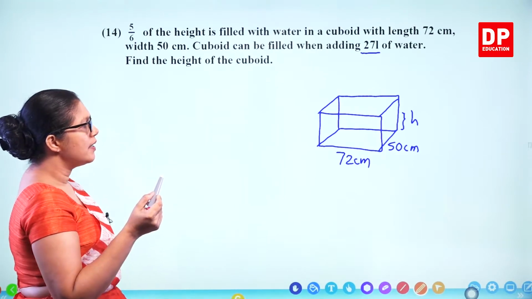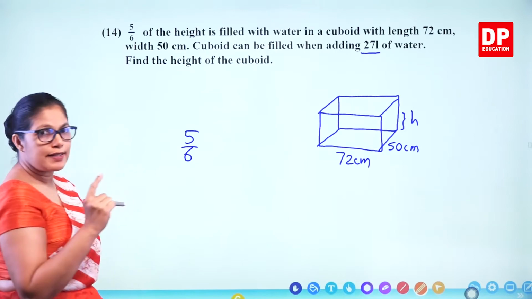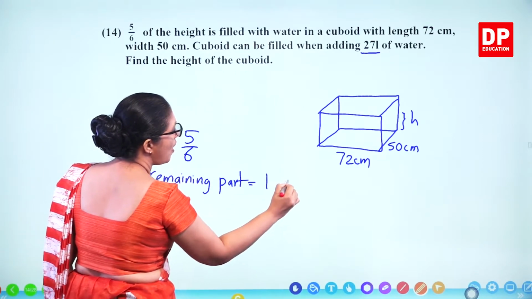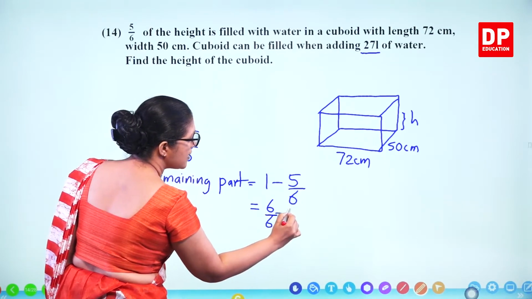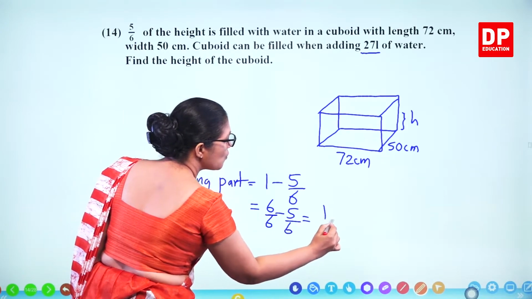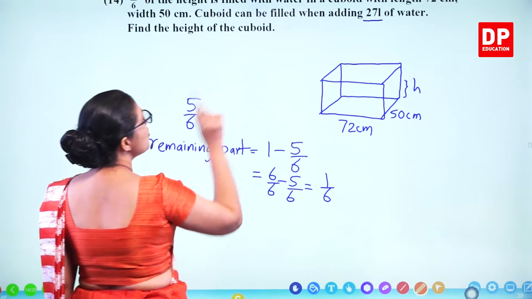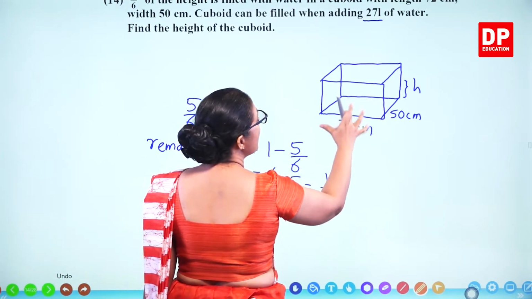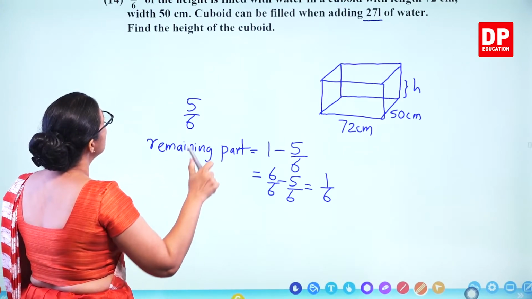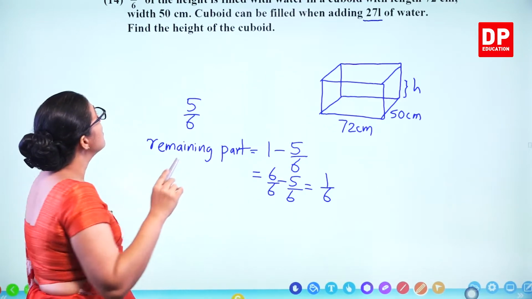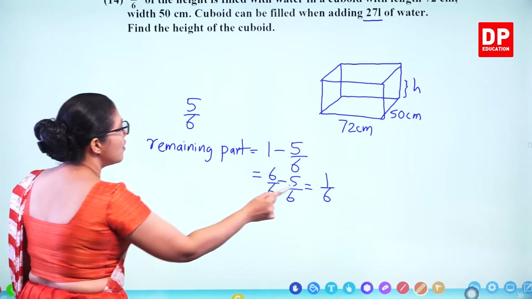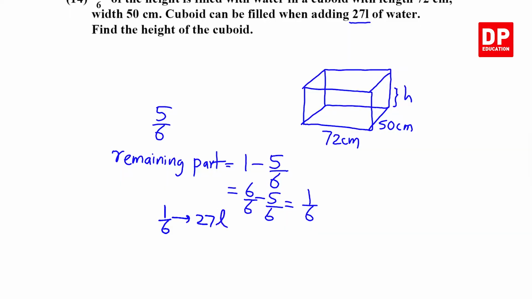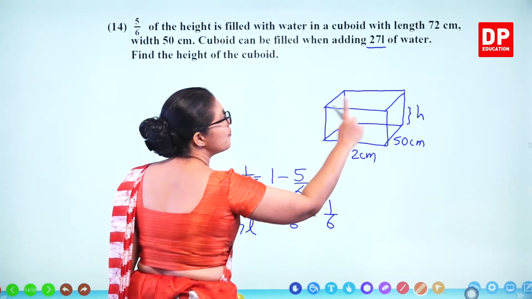How do we find the remaining part? So 5/6 is already filled. So what is the remaining part? Full part is 1 minus 5/6. You can write this as 6/6. That's 1/6. So here 1/6 means 27 liters. So we need to find the full volume, the capacity of water.